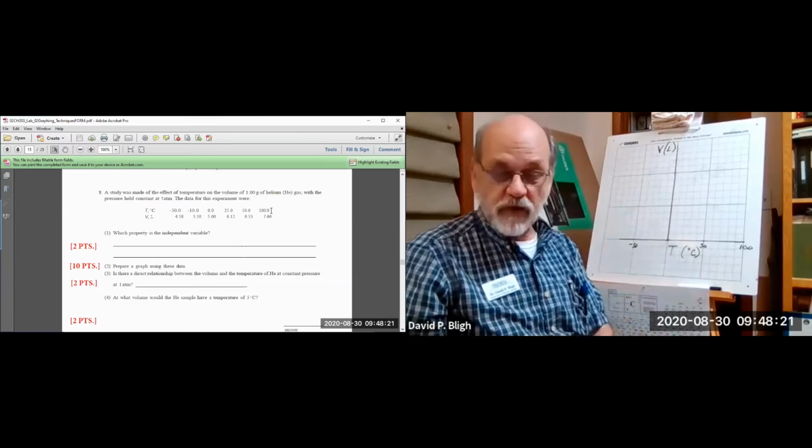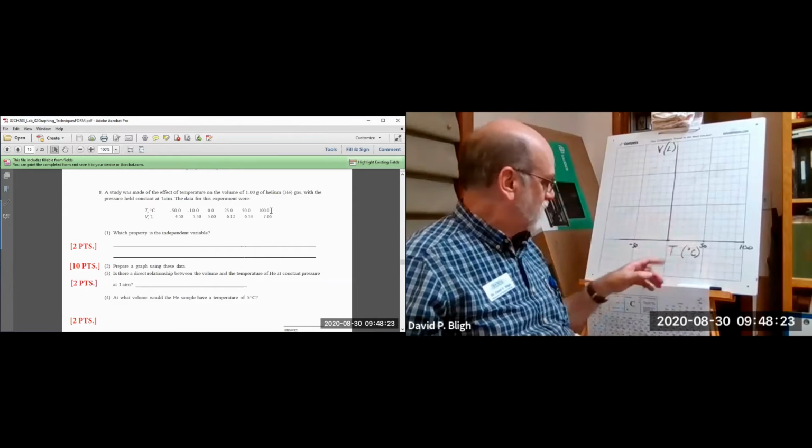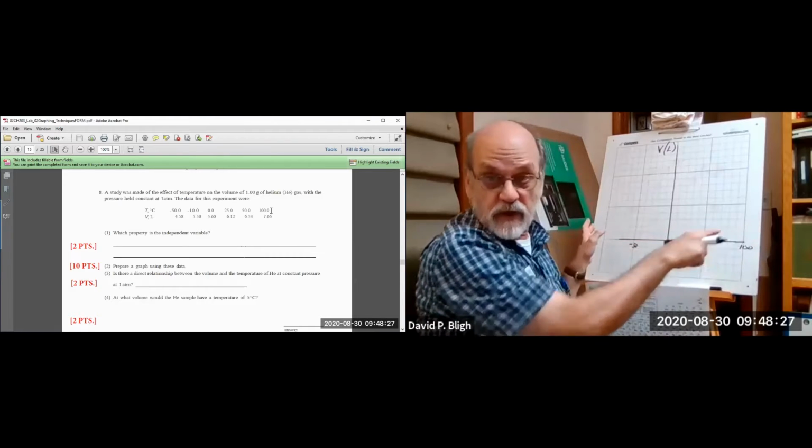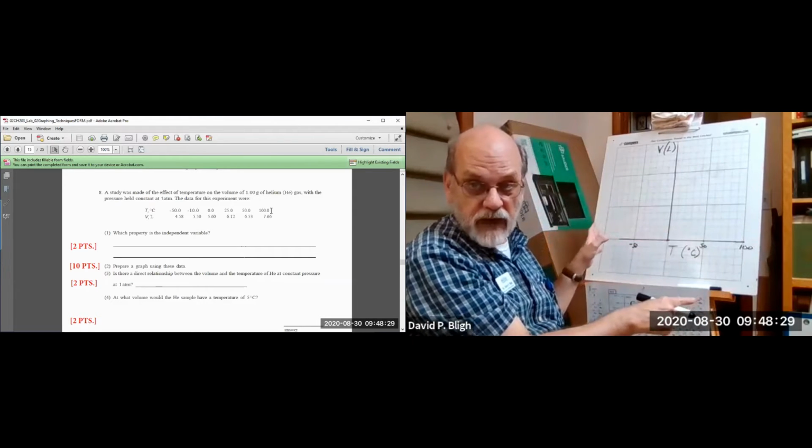You can't just arbitrarily change the scale. If you want to put 50 way out here, then 50 has to be the same distance on the other side too. There has to be balance.